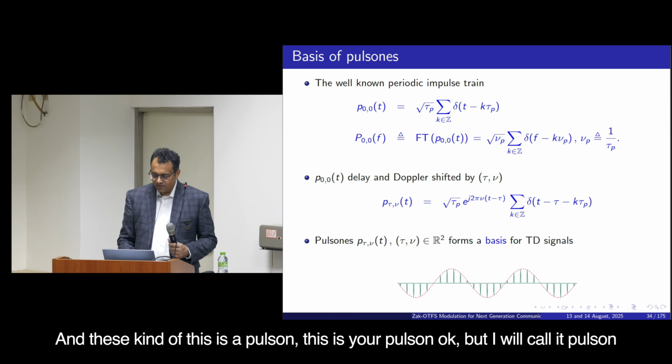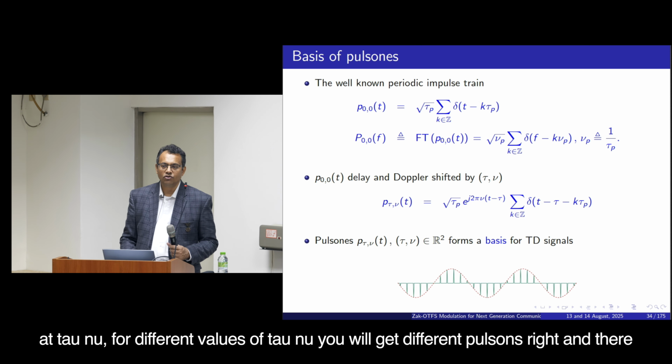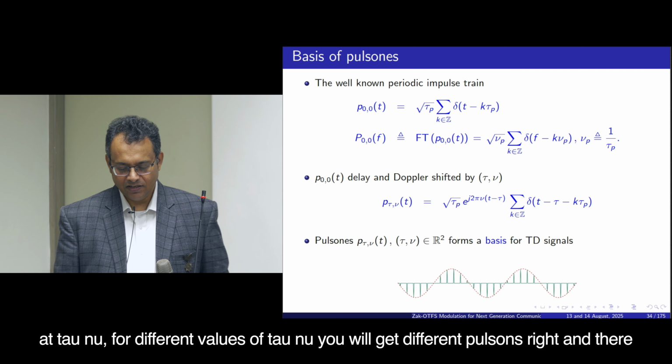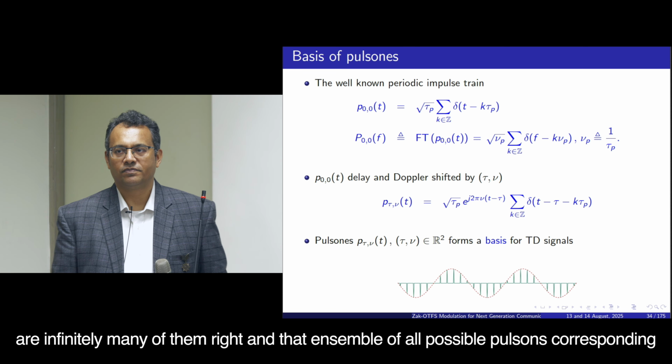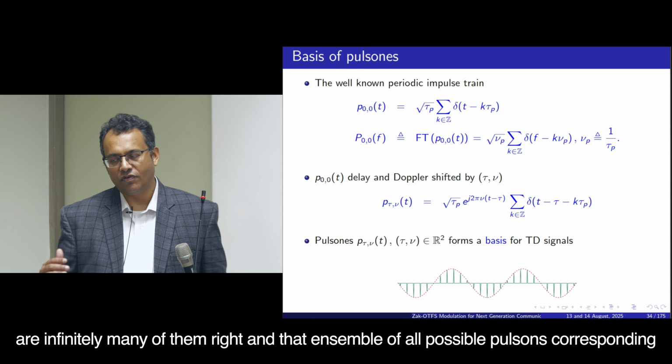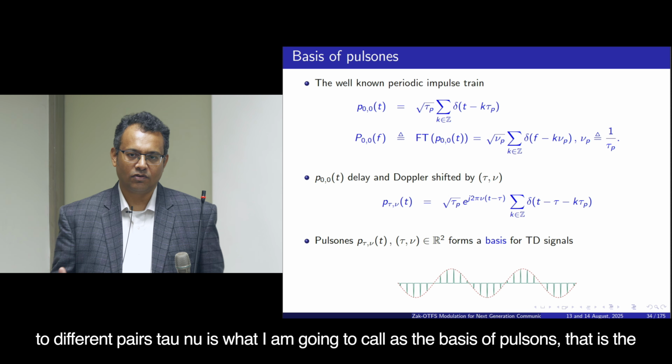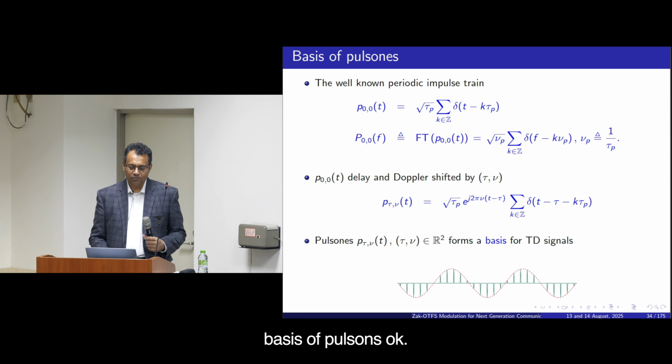And this is a pulson, this is your pulson, okay. But I will call it the pulson at tau nu. For different values of tau nu, you will get different pulsons, right, and there are infinitely many of them. And that ensemble of all possible pulsons corresponding to different pairs tau nu is what I am going to call the basis of pulsons, okay.